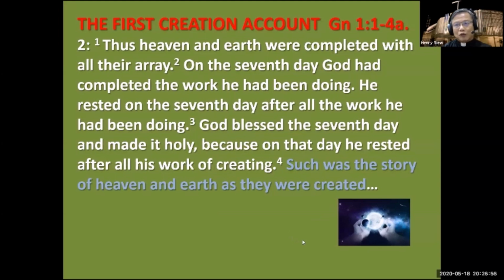And then we move on to chapter 2. Thus heaven and earth were completed with their array on the seventh day. God had completed the work he had been doing. He rested on the seventh day after all the work he had been doing. God blessed the seventh day and made it holy, because on that day he rested after all his work of creating. Such was the story of heaven and earth as they were created.